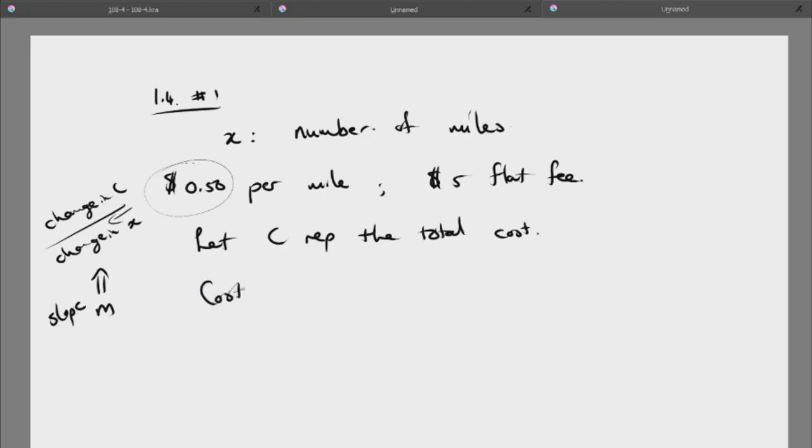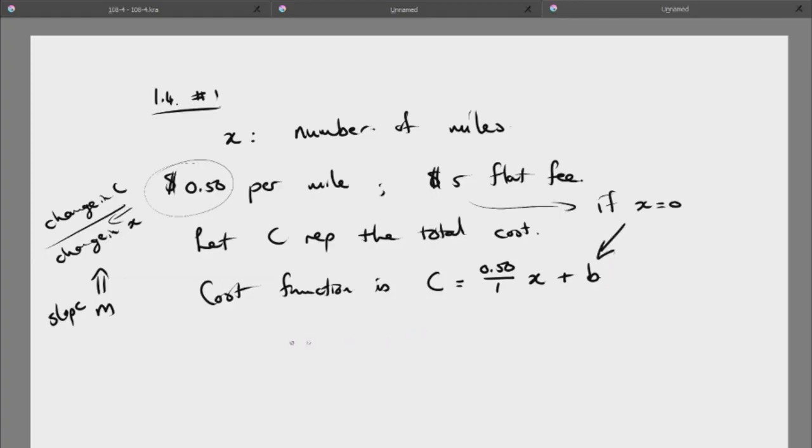So my cost function so far is C, not y. It's really 50 cents over 1 times x plus b, because of how they give me that cost per mile. That is the change in the cost for 1 extra mile. And this flat fee is how much I would pay if x is 0, which means it's the y-intercept, which means it's the b right away.